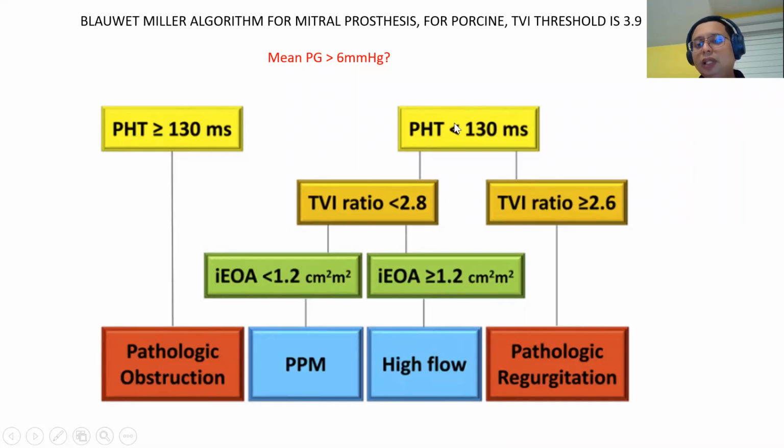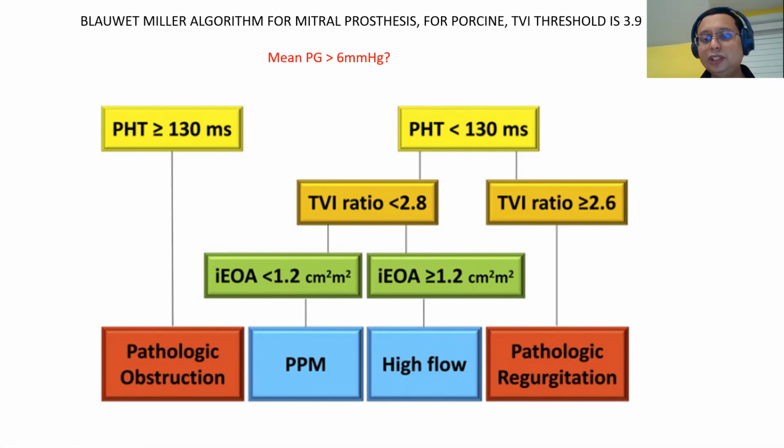So if your pressure half time is less than 130 milliseconds, but your TVI ratio, which is the ratio of the mitral valve VTI over LVOT VTI, is more than 2.6, you are dealing with a pathologic regurgitation. If it's less than 2.8, you do your effective orifice area index. If it's less than 1.2, notice that the threshold for mitral is 1.2, that is patient prosthetic mismatch. If it's more than 1.2 centimeters squared per meter squared, then it's something to do with high flow. Okay, so this is the algorithm.